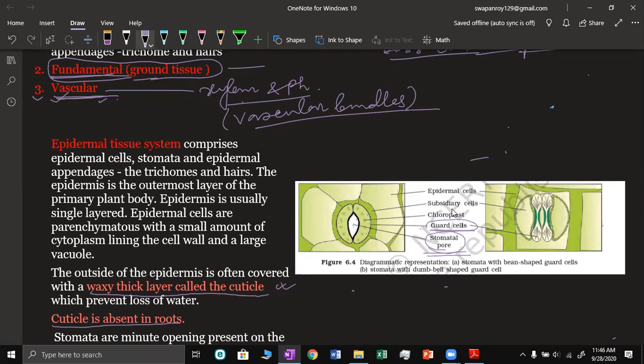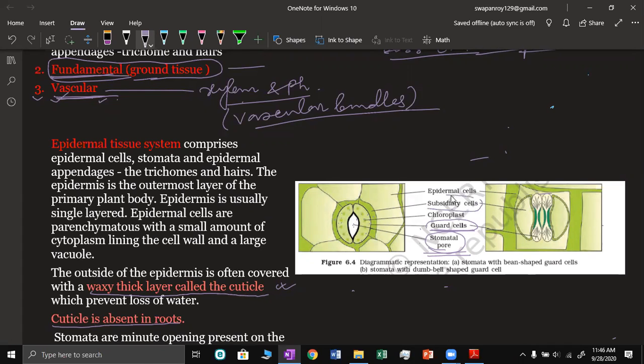Around this guard cell, there are some other epidermal cells, say this one, which is shown here in green. 1, 2, 3, 4 cells are there. Their number varies from 2 to several cells. These are called the subsidiary cells.